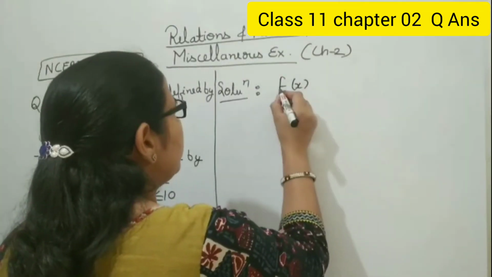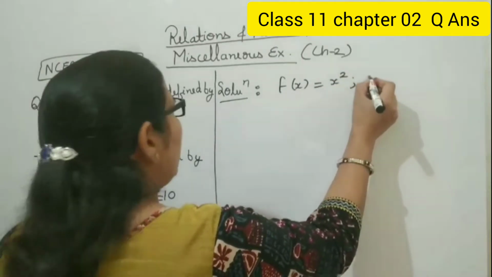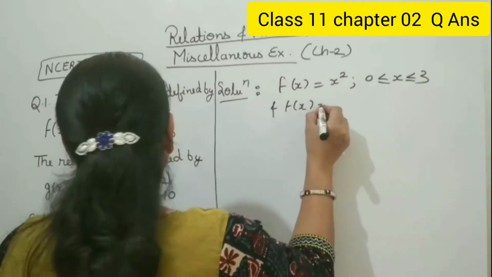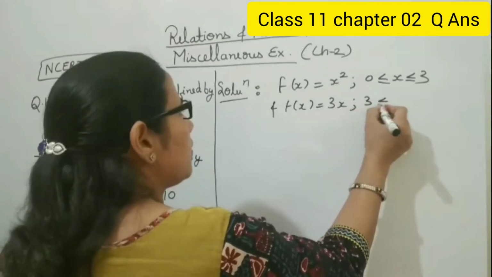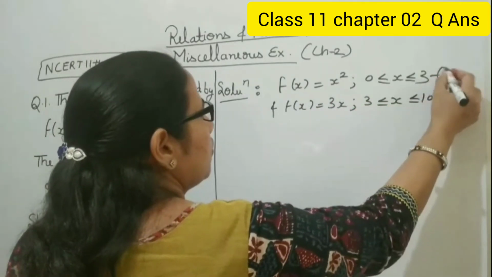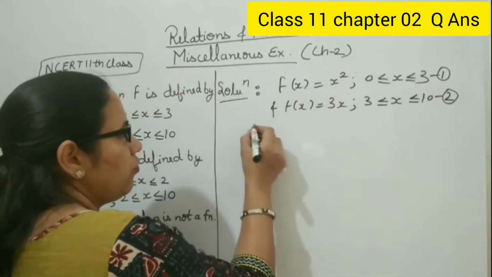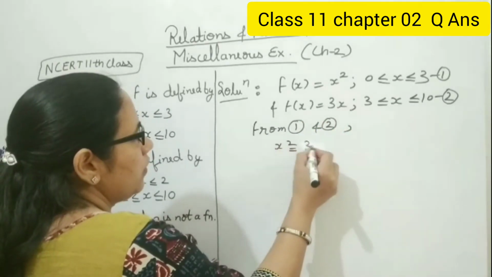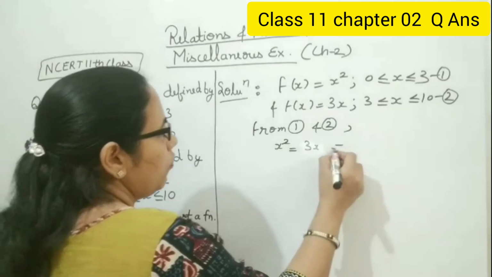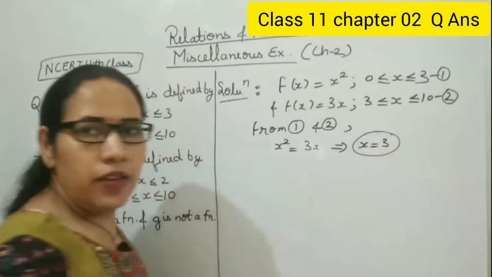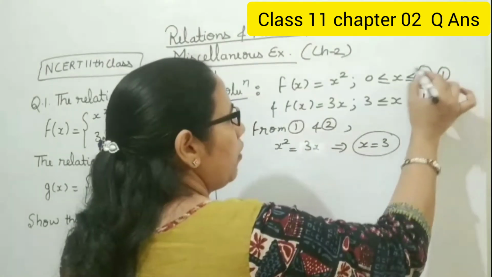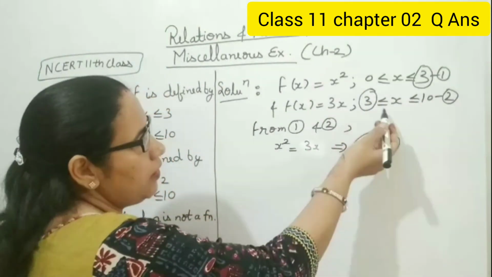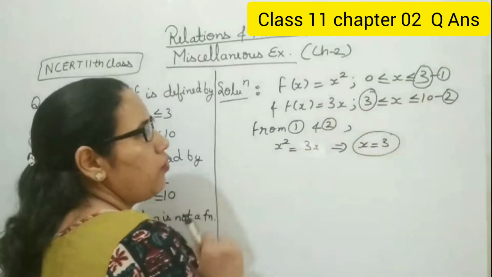Fx is given as x square for 0 is less than equals to x less than equals to 3 and fx equals to 3x for the values 3 is less than equals to x less than equals to 10. So we have to solve for x from these two equations. So from 1 and 2, x square equals to 3x, or you can write x equals to 3. Clear? Now for this common value of x for both the domains, means 0 is less than equals to x less than equals to 3 and 3 is less than equals to x less than equals to 10. Common value of x is your 3.